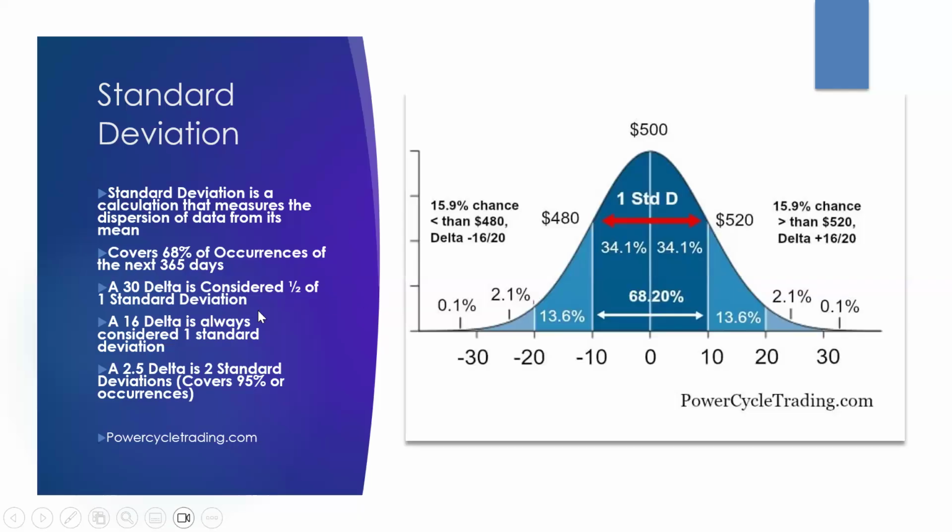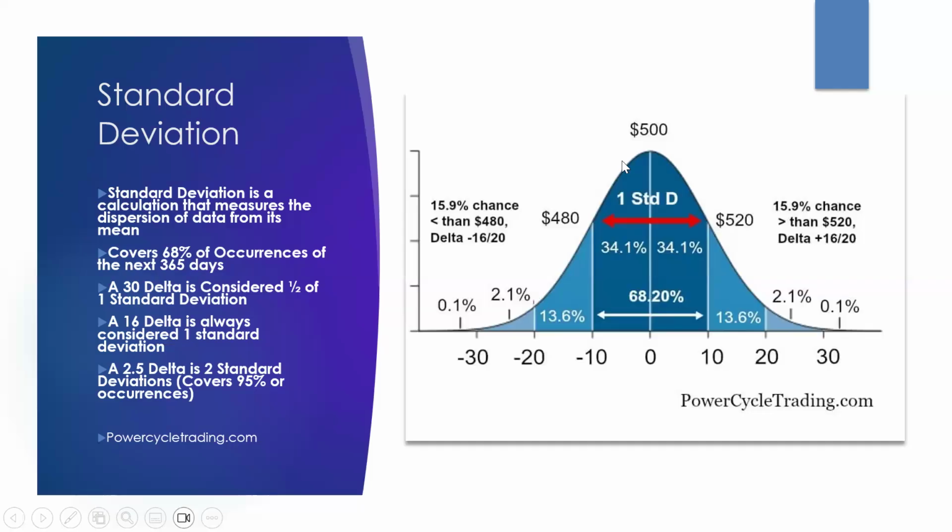So a 30 delta is a half a standard deviation. 16 delta is always one standard deviation. And then a 0.25 delta, I did this wrong here. It's not 2.5, but it's basically 2.5. 0.25 is how you're going to look at it on your options chain. A delta is a 2 standard deviation. So this covers 95% of occurrences, right?